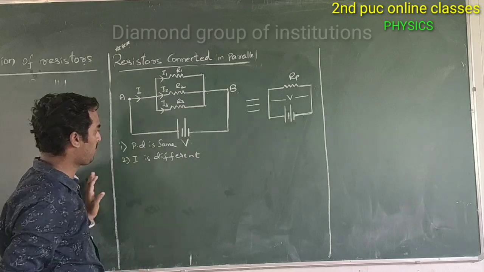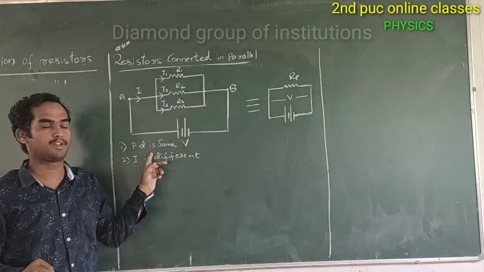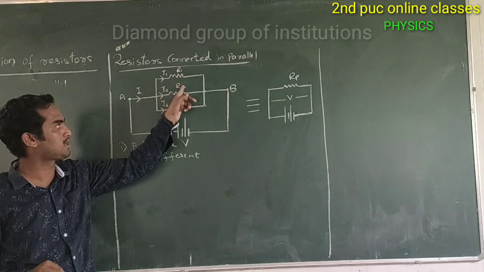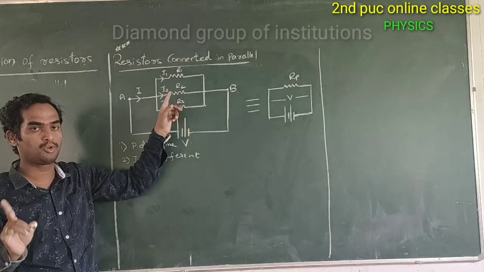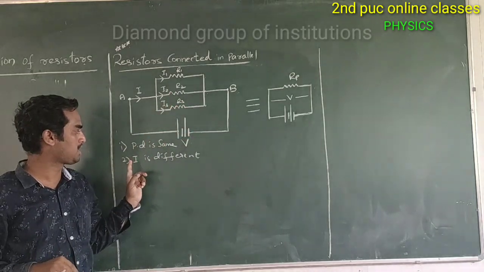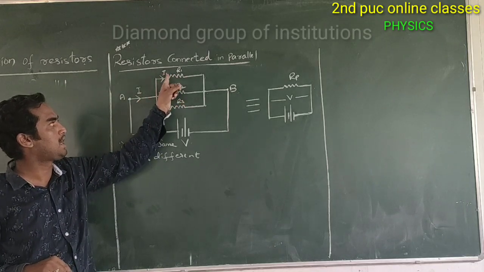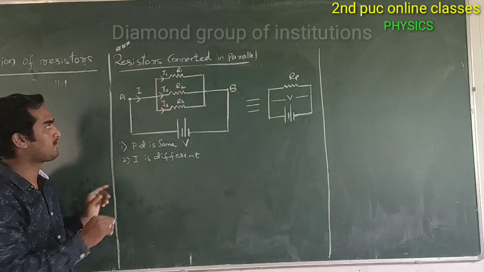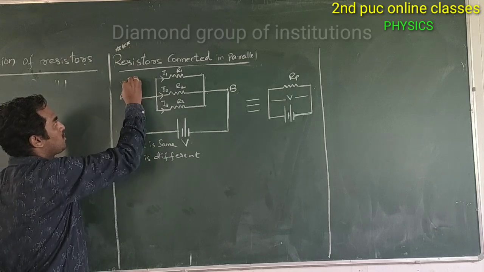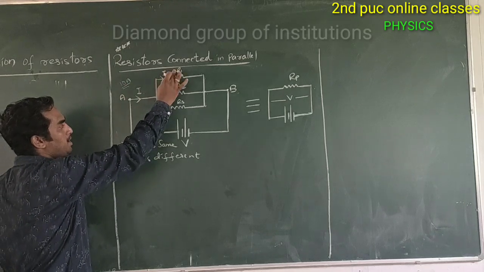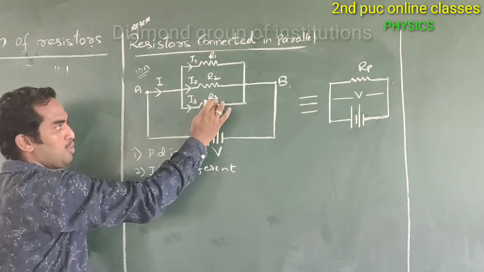So what is the same here? Potential difference. That is, V is the same across each resistor. V is not going to be changed. But what is going to be changed here? I. So I is divided into three branches: I1, I2, I3. Suppose 10 ampere, so that is 10 ampere, 2 ampere, 6 ampere, 12 ampere.